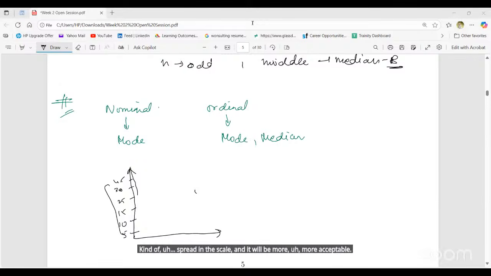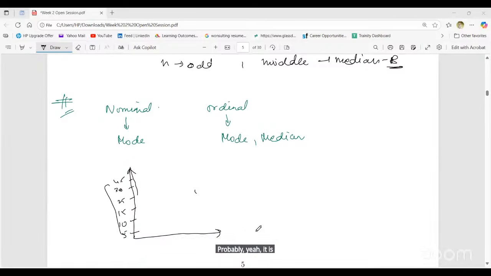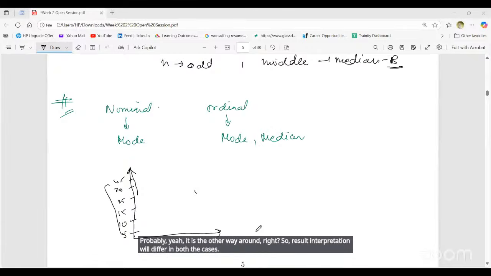I don't see that being a problem. Your interpretation should be directly proportional to the scale. The point is how you represent the data. If you represent the data in the previous way, you may accept those results, but if you represent the data with a wider spread, then it is the other way around. So result interpretation will differ in both cases.